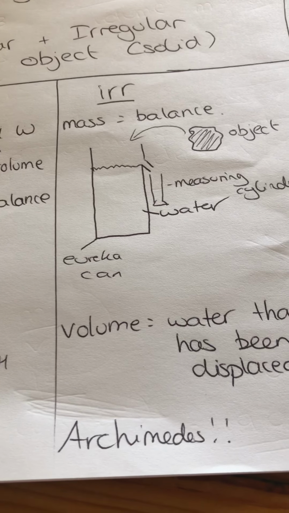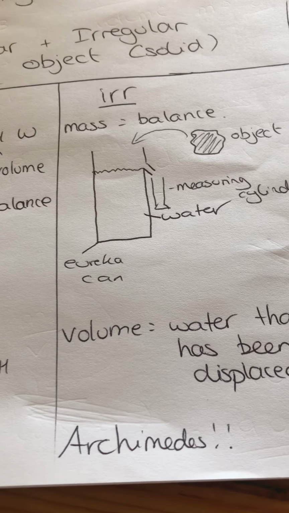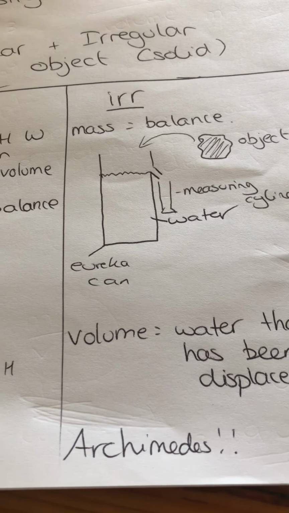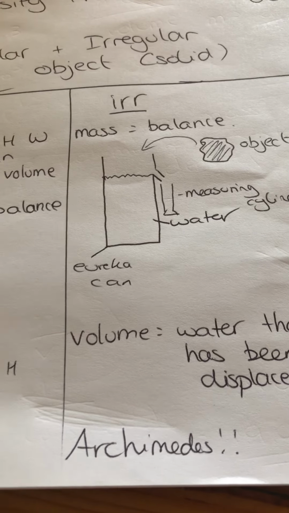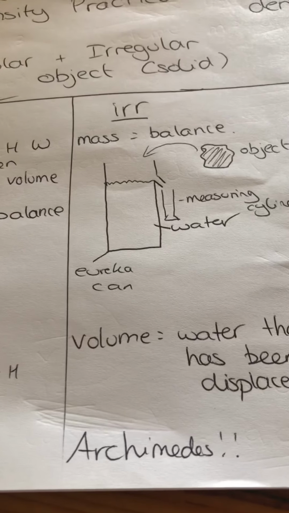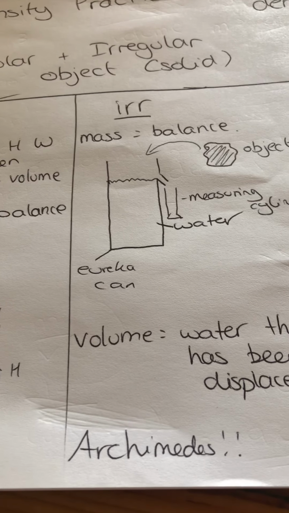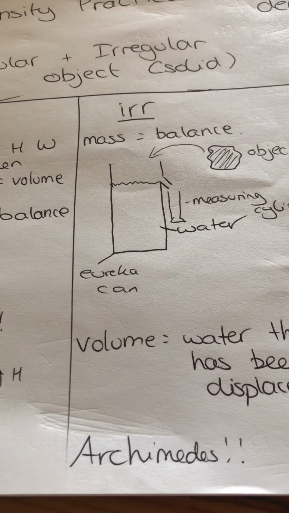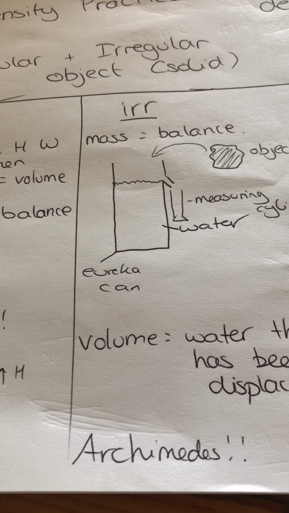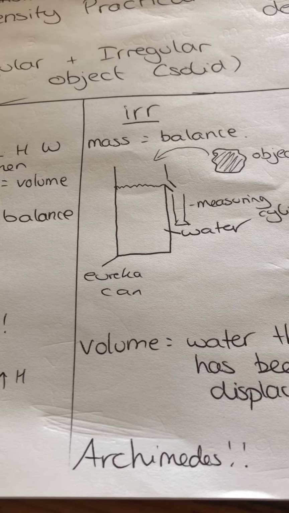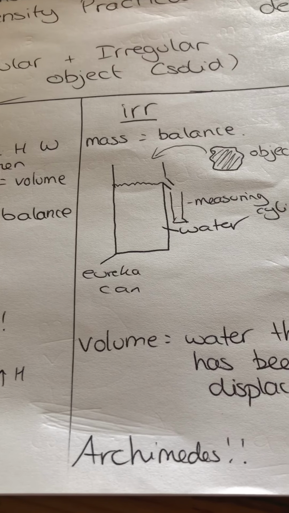All right, and that is all you need to know on density of materials. And that's pretty much this entire topic done. So we've done the particle model, we've done the changes of state, we've done the density of materials, we've done specific latent heat, and we have also done the motion of particles in a gas. Okay, so pretty good work, everybody.